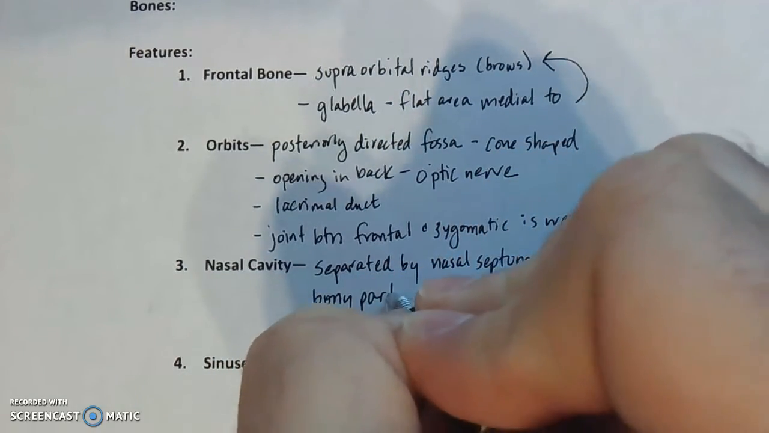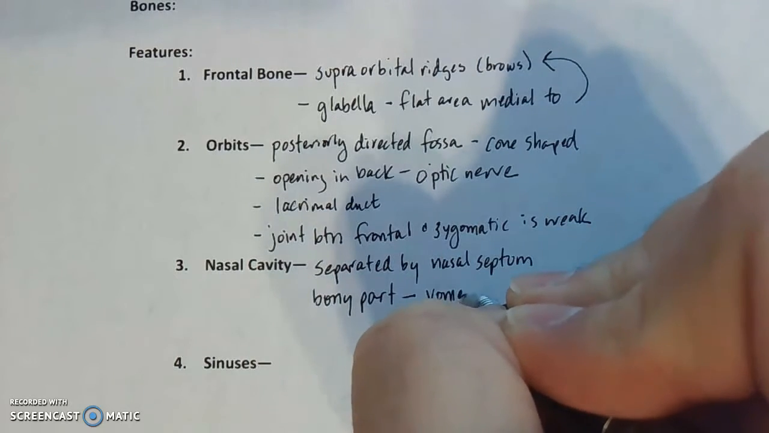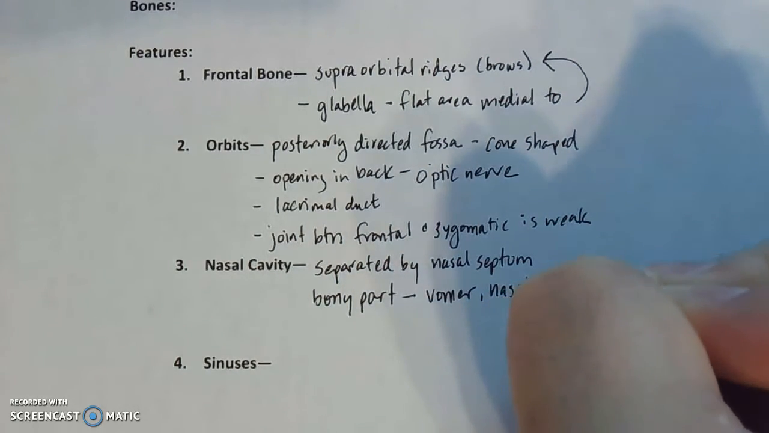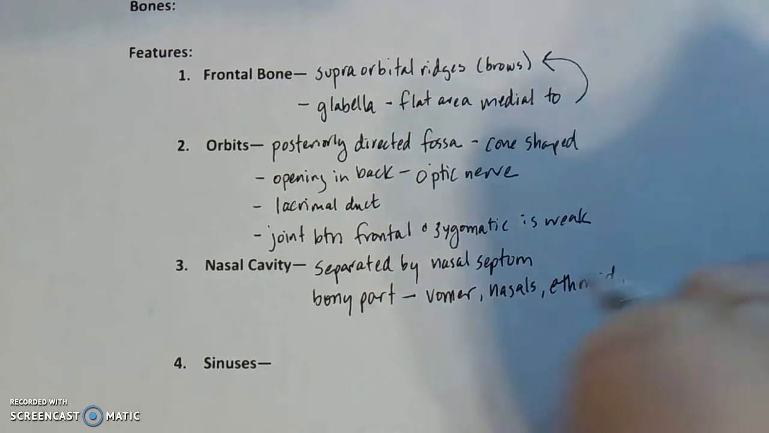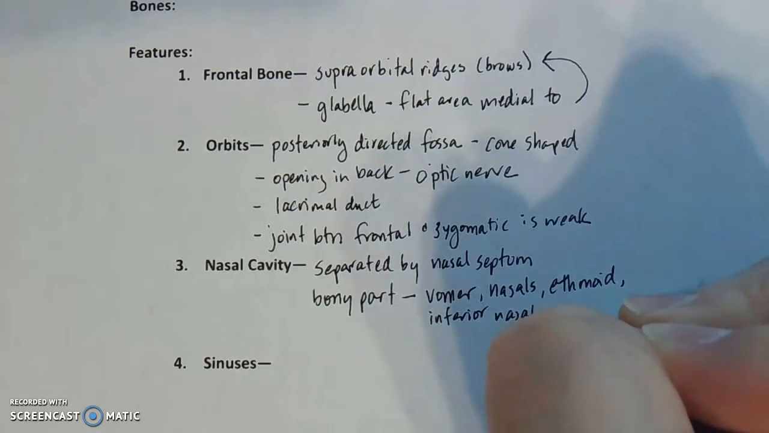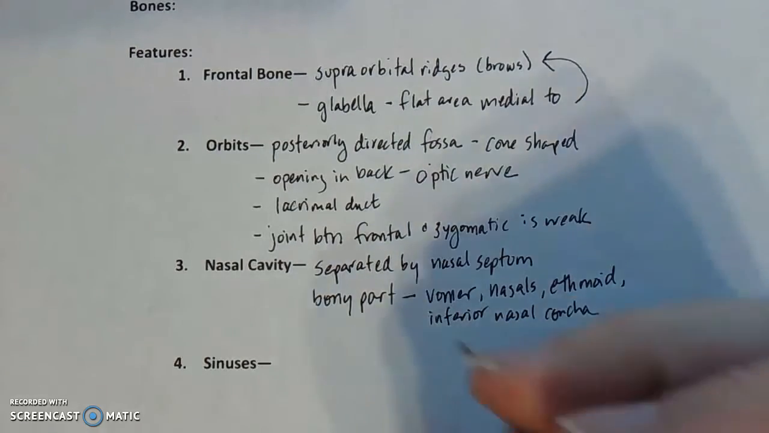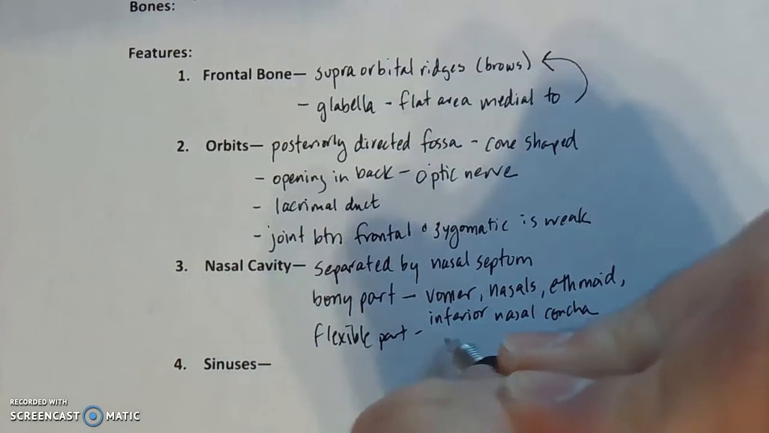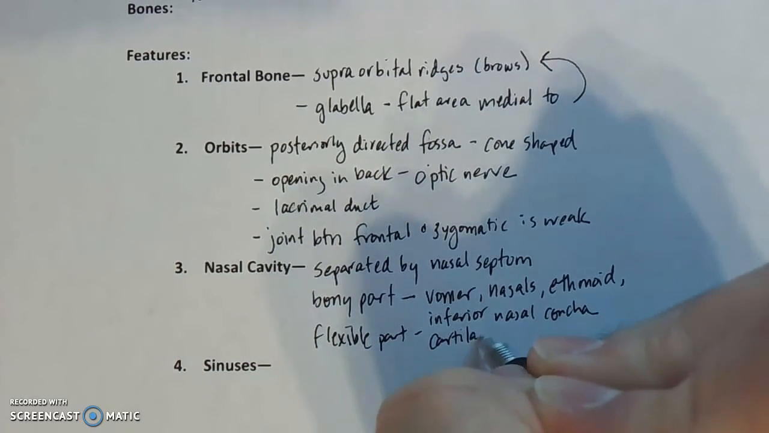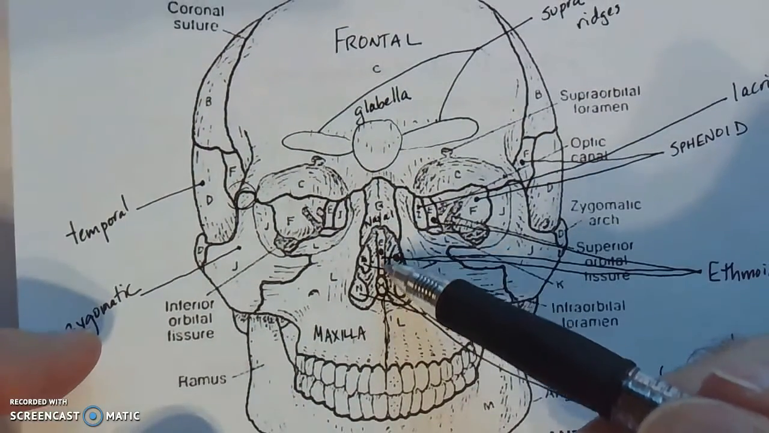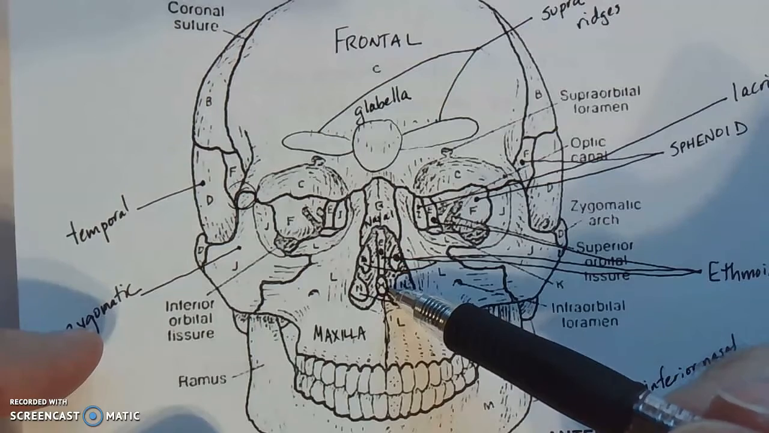The bony part is made up of the vomer, the nasals, the ethmoid, and the inferior nasal concha. And the flexible part is cartilage. So if you hear of people having a deviated septum, that means that these bones might be misaligned.